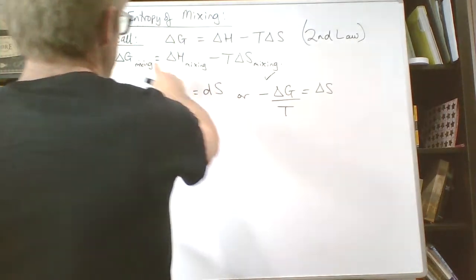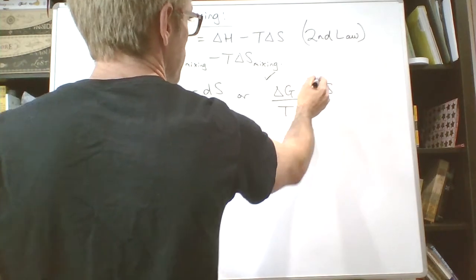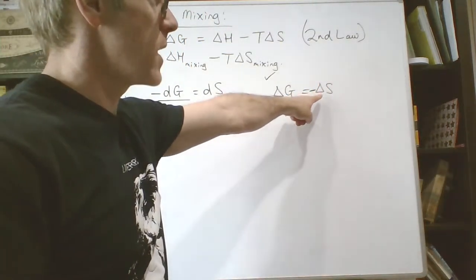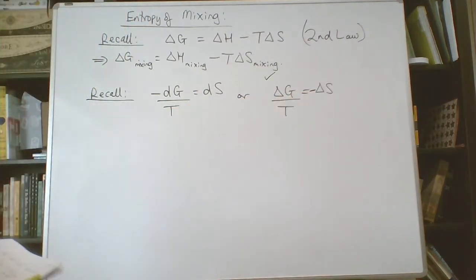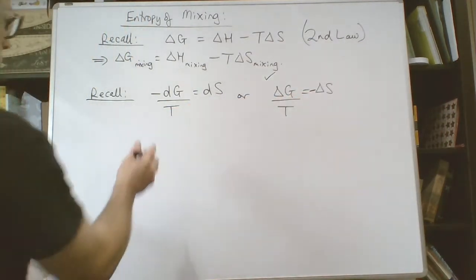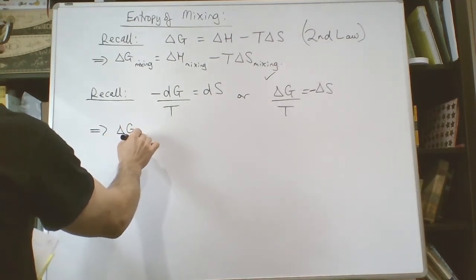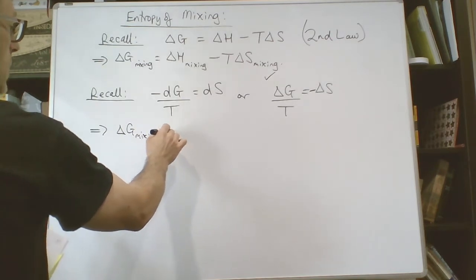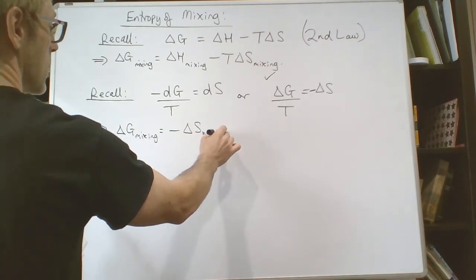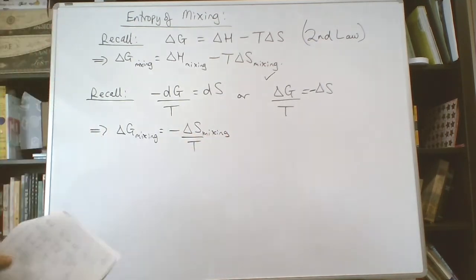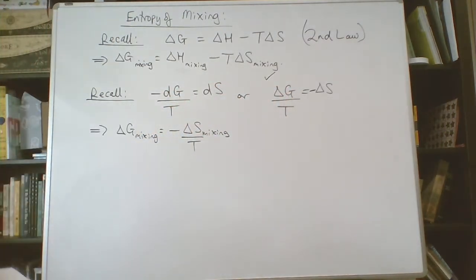If we want to solve for a positive delta G, we can take that negative and put it over here. We already know this value, so we can just rewrite it, but change the sign of it and multiply it by T. So this implies that delta G mixing is minus delta S mixing over temperature. So we just solve for delta G here and put the label mixing on.